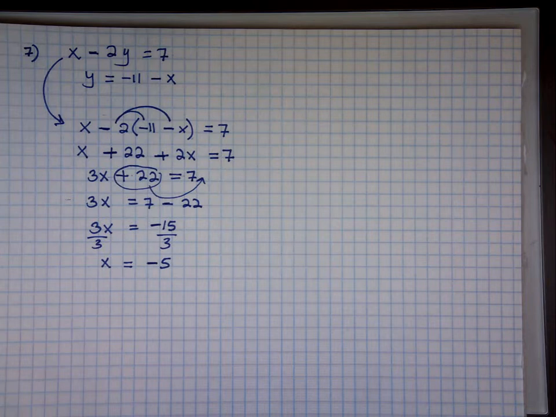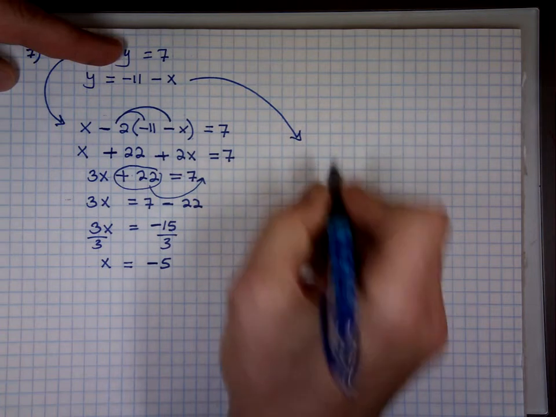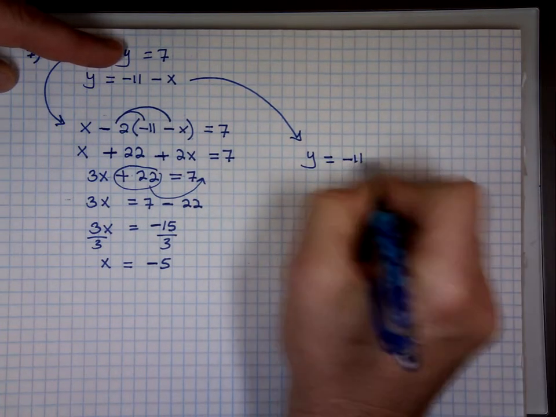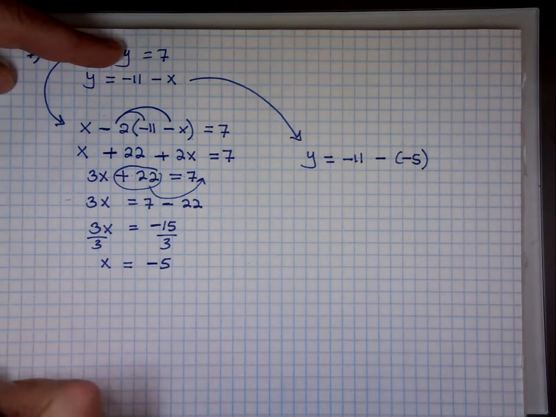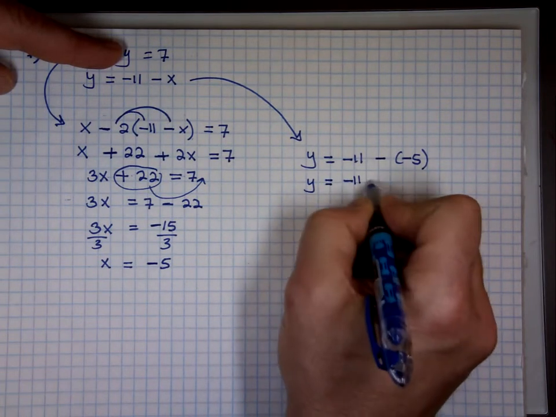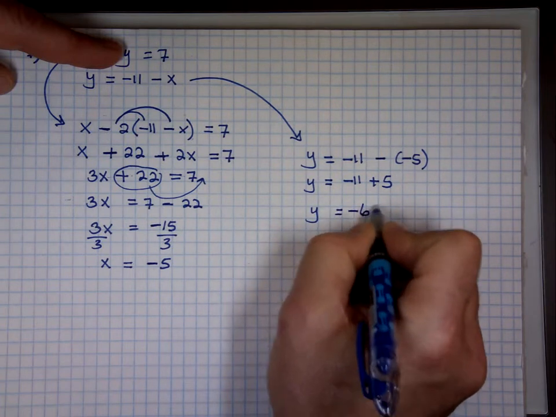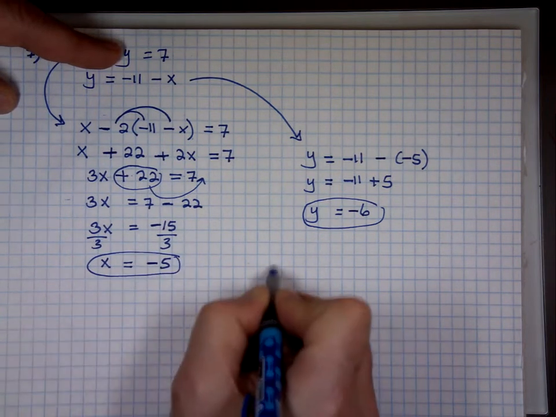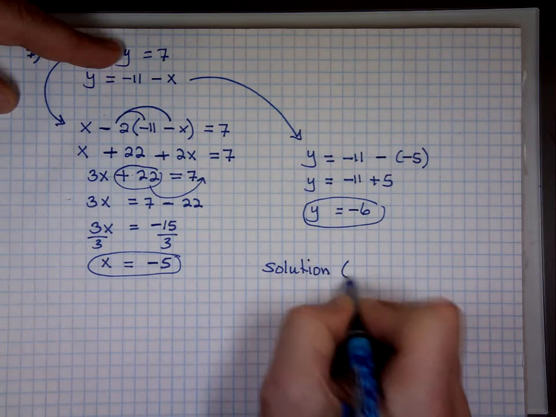So what do you do now? Take this equation, since you have y equal to, and replace x with negative 5. What's negative 11 minus a negative 5? Can I solve it for y? y equals negative 11 plus 5, which is what? Negative 6. So now we got the y value, we got the x value. My solution is what? x is always first, y is always second.